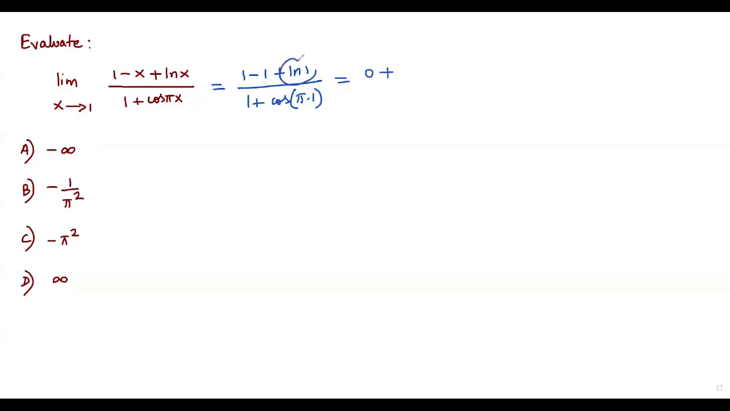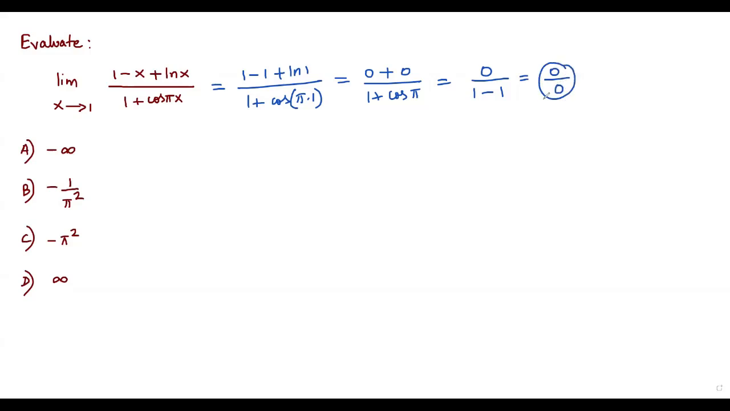Here we have the natural logarithm of 1. In a logarithm, if the argument is 1, then the value of the logarithm is 0. It doesn't matter what type of logarithm we have, natural or common, if the argument is 1, the value is 0. So we get 0 here. In the denominator, cosine of pi is negative 1, so we get 1 - 1, which is 0. So we get 0 over 0.